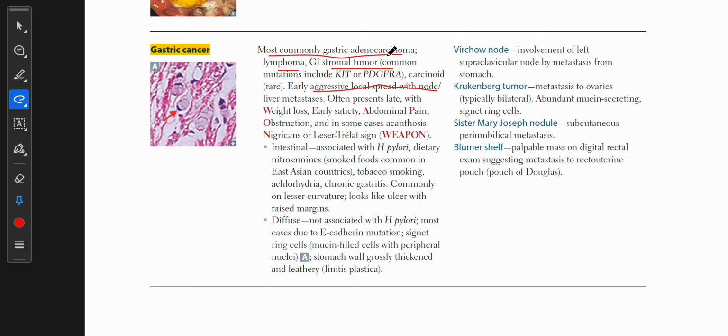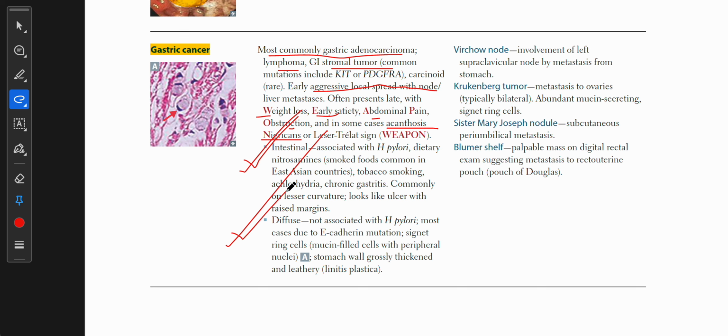So this is the route of metastasis. It often presents with late symptoms, such as weight loss, early satiety, abdominal pain, obstruction, and in some cases acanthosis nigricans can occur. Or also the Leser-Trélat sign is present. In gastric cancer, there are two types in histopathology, that is intestinal type and then diffuse type.